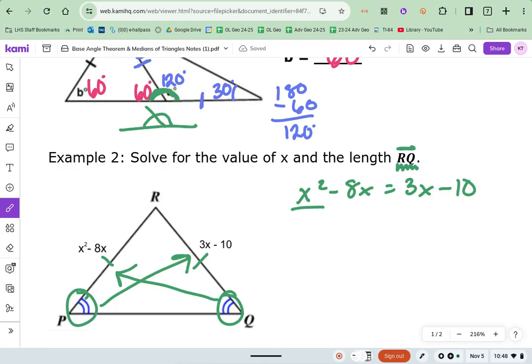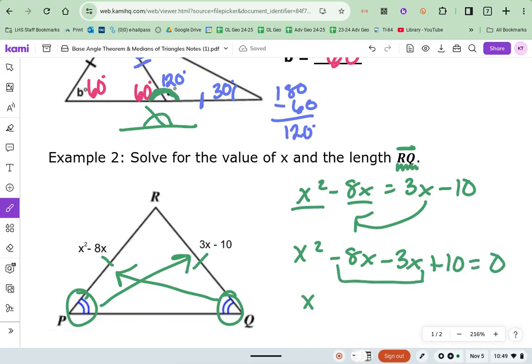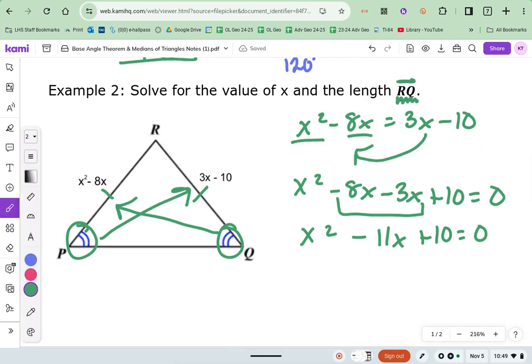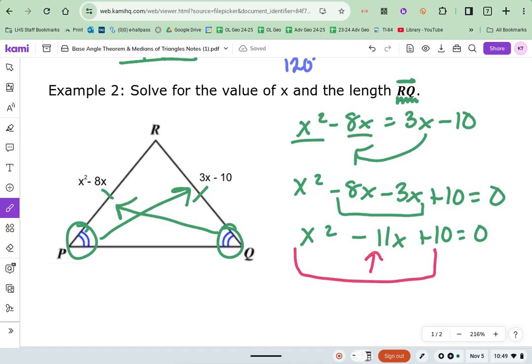Whenever you see an x squared and an x, you're going to have to factor. So before you factor, bring everything over to one side so that you have an equal 0. So x squared minus 8x minus 3x plus 10 equals 0. I'm just going to combine my like terms to get x squared minus 11x plus 10 equals 0. And now we're going to factor. We're looking for two things that add to negative 11 and multiply to positive 10.